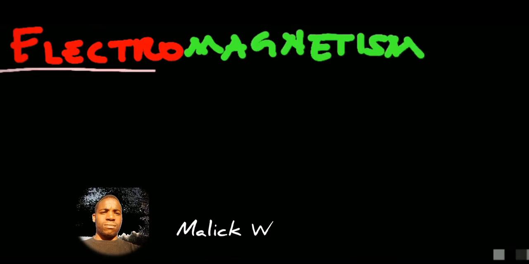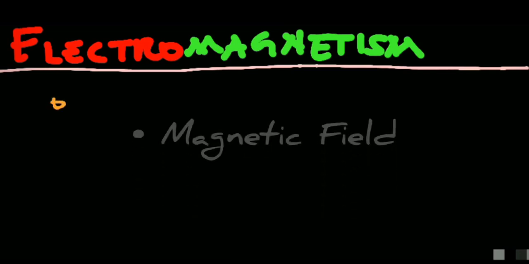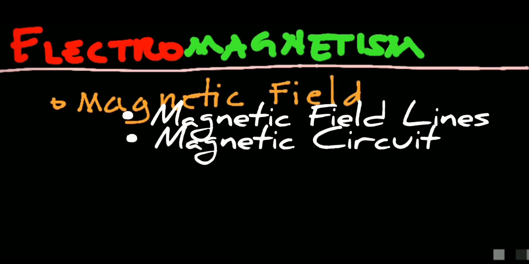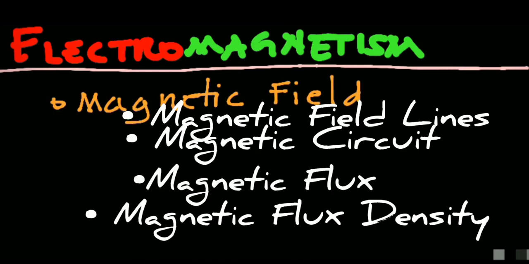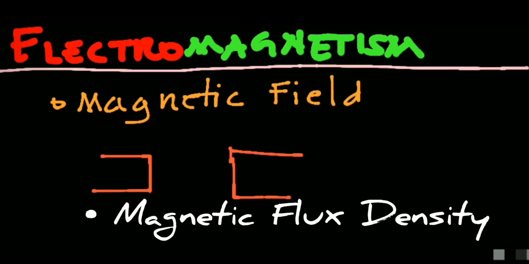And this is the electromagnetism topic in physics. Here we'll cover the following concepts: magnetic field lines, magnetic circuits, and the magnetic flux and the magnetic flux density. By the way, let's start with magnetic field. It considers the concept of magnetic field.